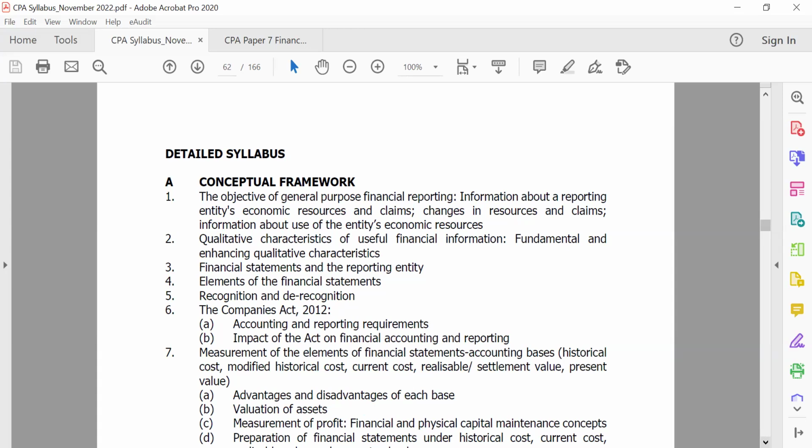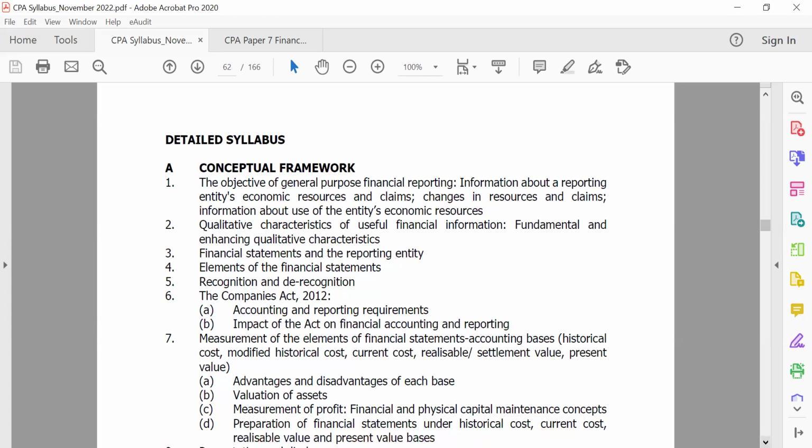The characteristics of useful financial information. You know that we have the fundamental, and then we have the enhancing characteristics. And then we'll be able to look at the elements of financial statements, like I said, the assets, liabilities, expenses, and be able to understand their recognition. How do we measure them? What are the disclosure requirements on each of them?